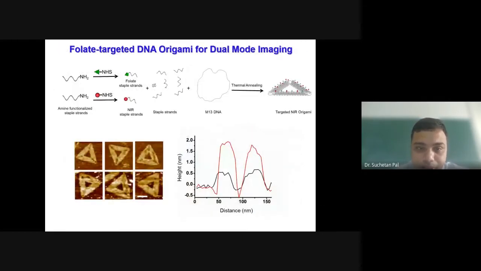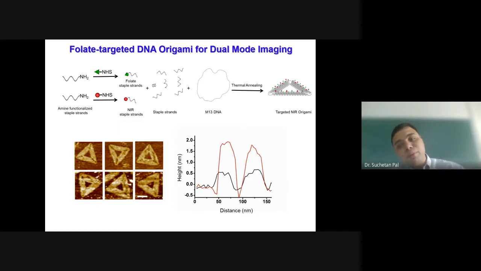For that, what we have is this DNA origami, which is made out of staple strands and a long single-stranded DNA. This can be folded together to form this DNA origami, and you can place folate on some particular DNA strands, and you can place an imaging moiety, some near infrared dye, on this nanostructure. Under the AFM image you can nicely see this triangular shaped DNA origami is formed. The scale bar is 50 nanometers, so one arm is around 120 nanometers.